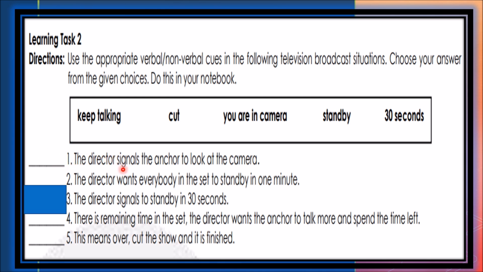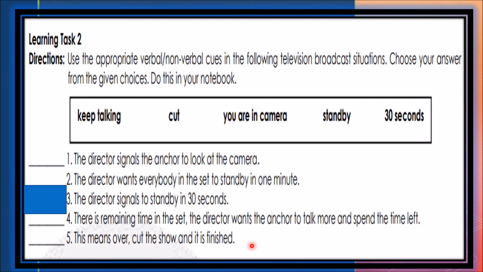Number 1, the director signals the anchor to look at the camera. Number 2, the director wants everybody in the set to stand by in 1 minute. Number 3, the director signals to stand by in 30 seconds. Then number 4, there is remaining time in the set. The director wants the anchor to talk more and spend the time left. And then number 5, this means over or cut the show and it is finished.